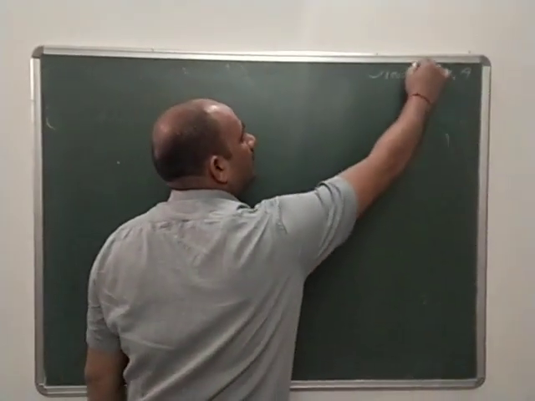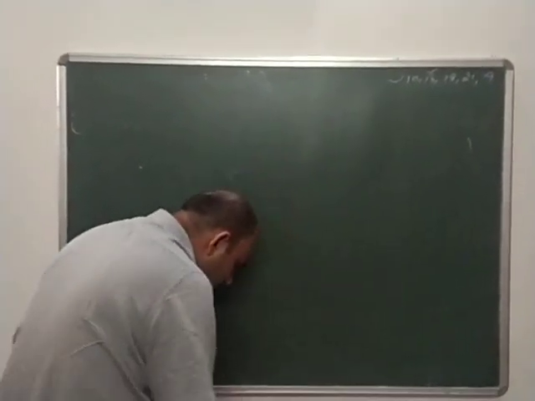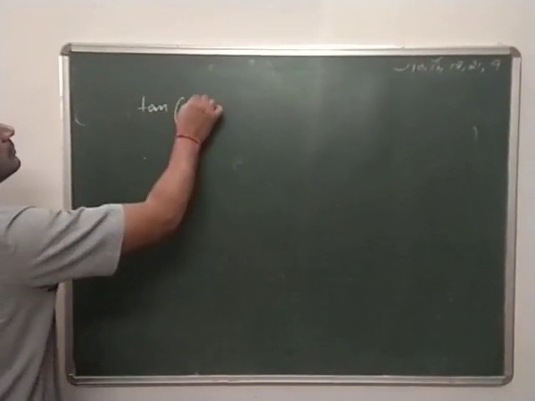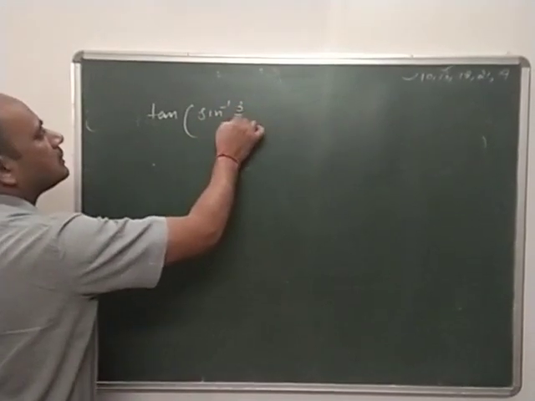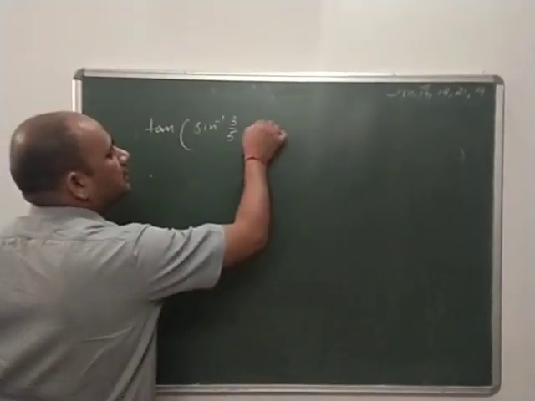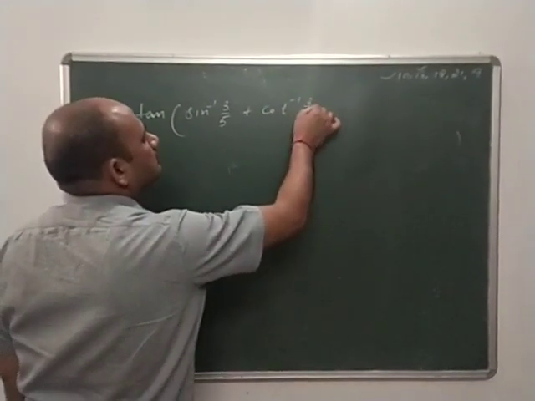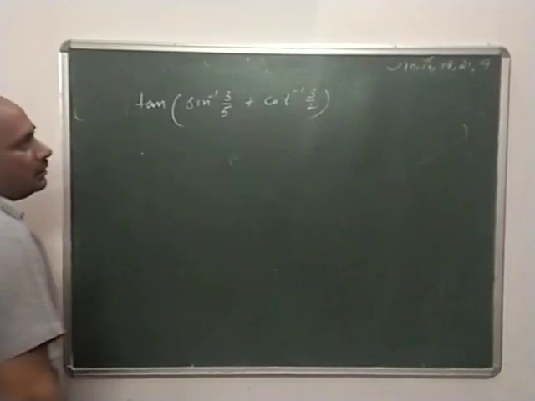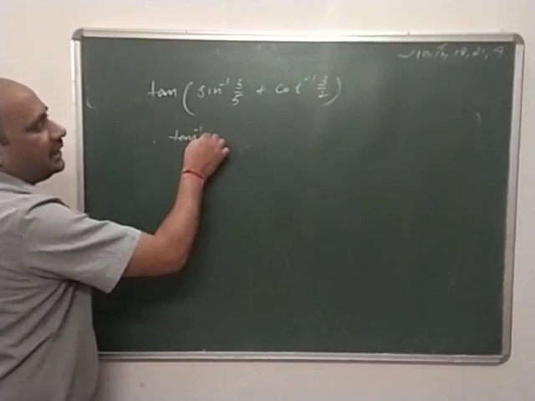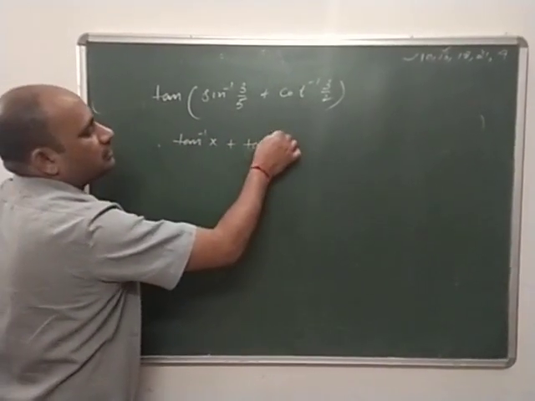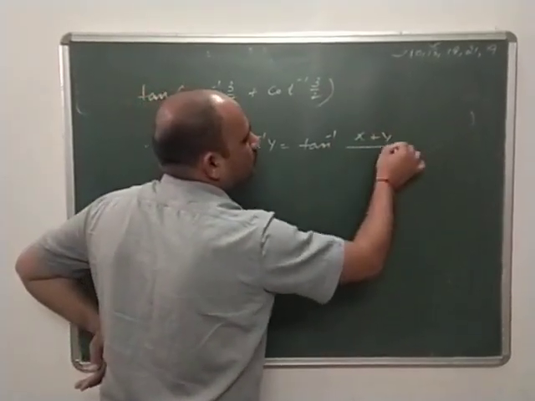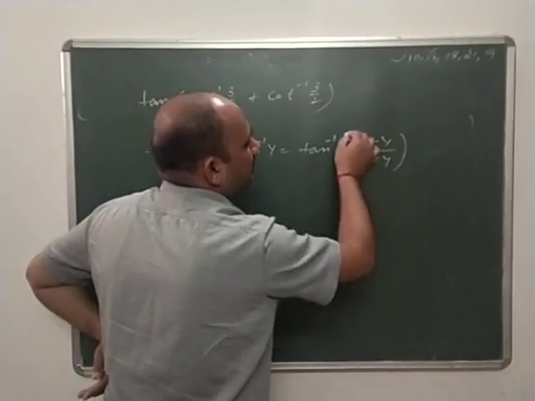Questions 10 and 13 are done, now 18. Question number 18: tan of sine inverse 3 by 5 plus cot inverse 3 by 2. You know, we have the property tan inverse x plus tan inverse y is tan inverse of x plus y upon 1 minus xy.